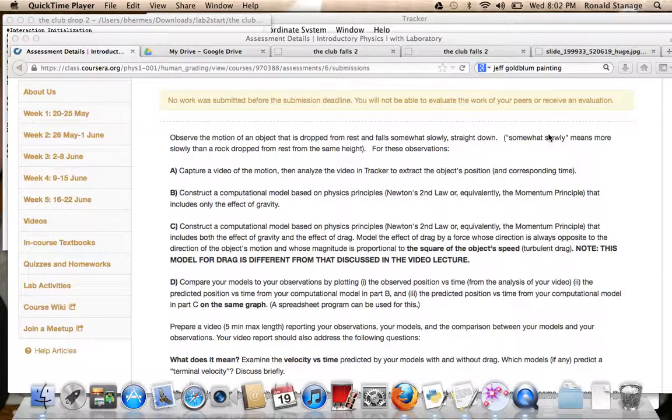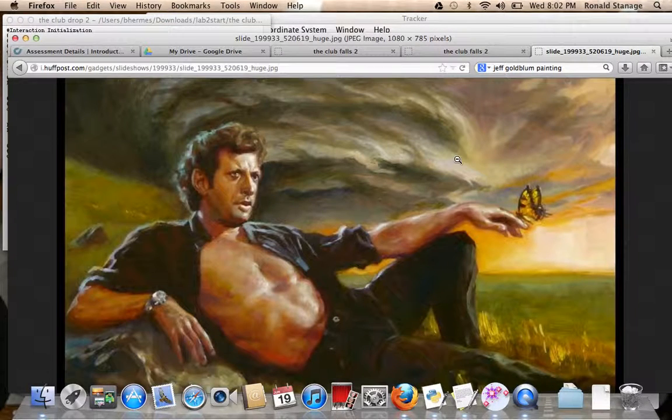Before I get started with my presentation of Newton's second law of gravity, let's look at a picture of Jeff Goldblum looking handsome. That sure is a handsome man. I love Jurassic Park. Anyway, let's watch that movie I made.